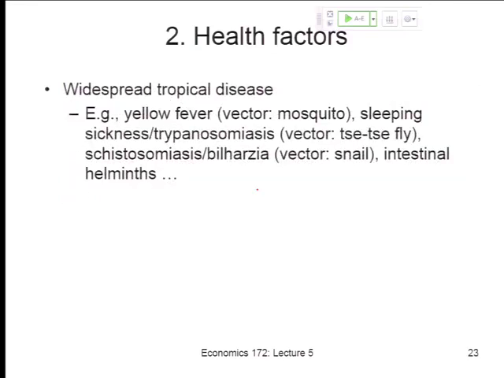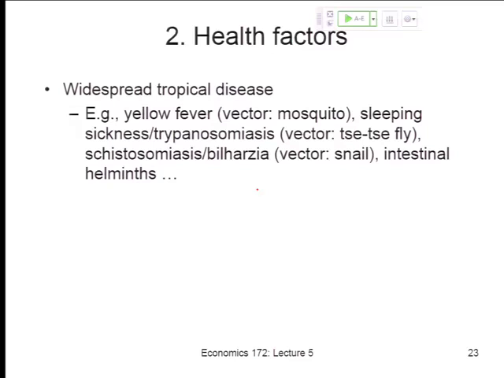Now, some of these affected livestock too. But they're incredibly important for people. So yellow fever, which is a mosquito-borne disease. I already mentioned sleeping sickness or trypanosomiasis. Schistosomiasis, also called bilharzia, which is waterborne, where the intermediate host is a snail in the water. And basically, if you bathe in water that's infected with schistosomes, they kind of penetrate through your skin, get kind of itchy, they're very small, and then they make their way through your body to your intestines, and they have all kinds of nutritional consequences for you.